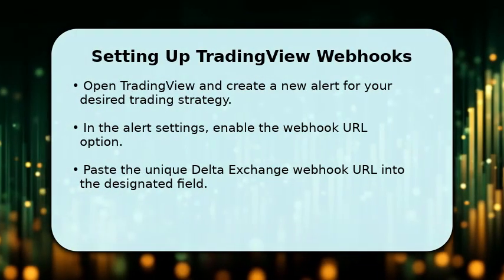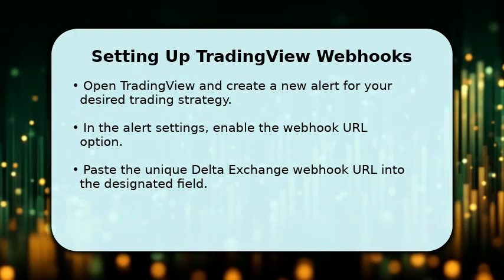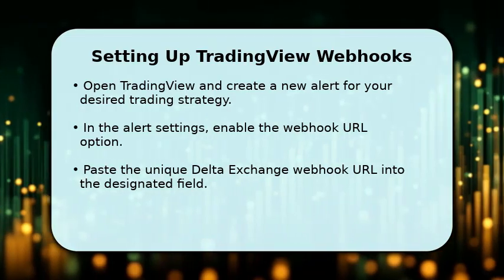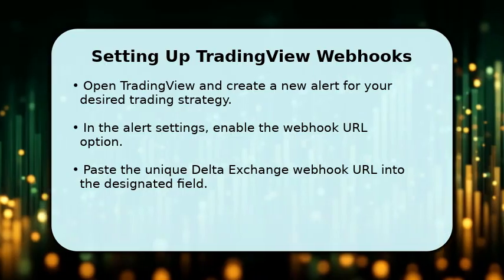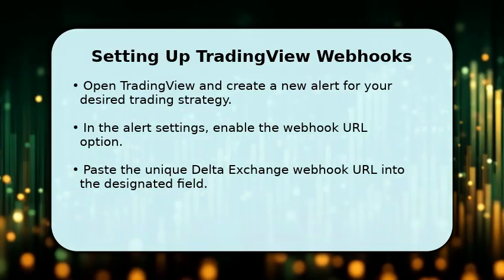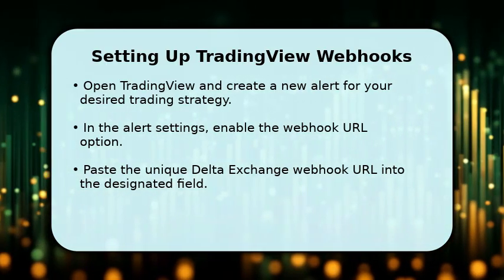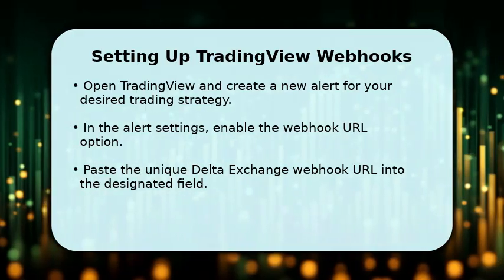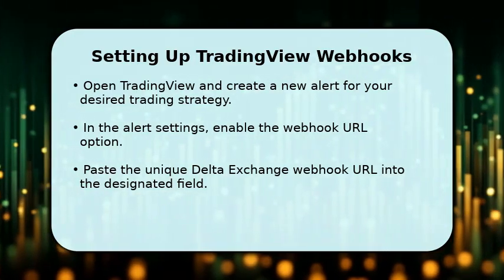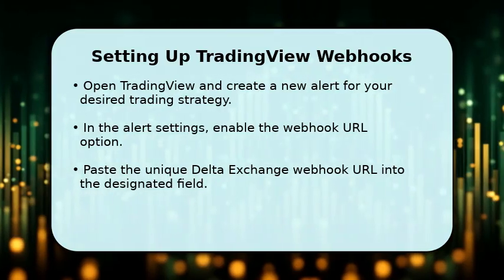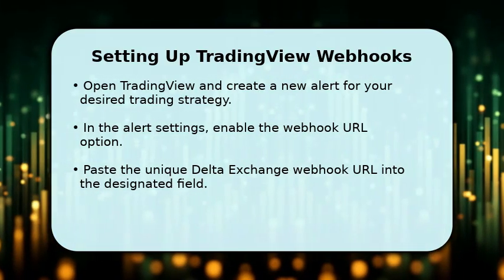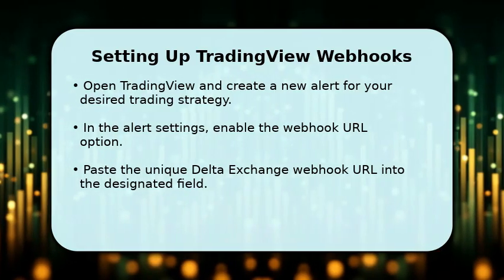Next, open TradingView and set up an alert for the strategy you want to automate. When configuring your alert, look for the webhook URL option. This is where you'll paste the specific webhook URL provided by Delta Exchange. This URL acts as a bridge, allowing TradingView to send your alert signals directly to Delta Exchange for execution. Make sure the alert conditions are precisely what you intend.